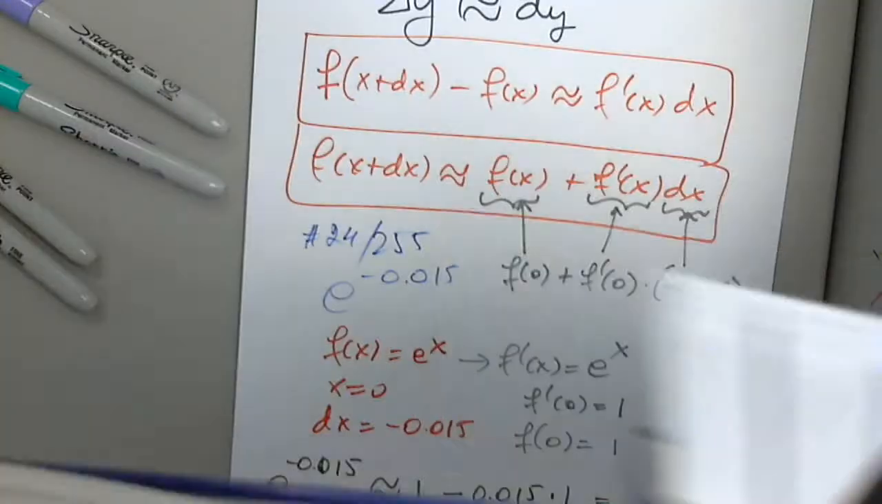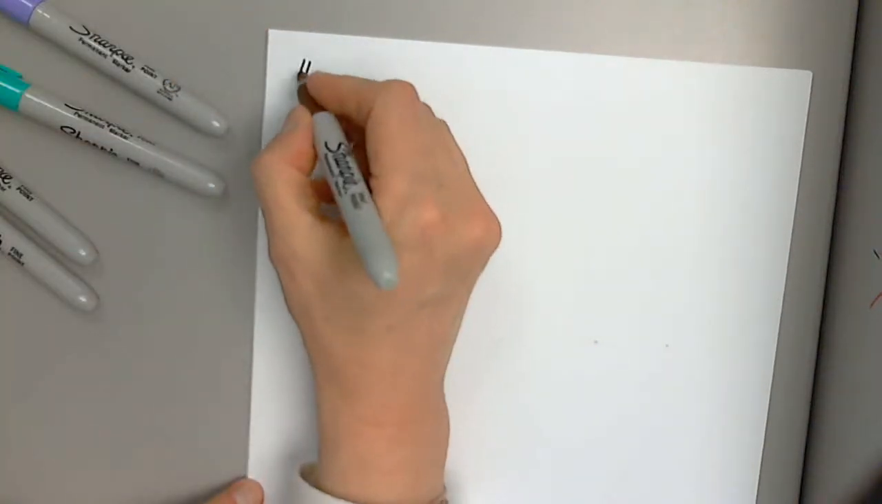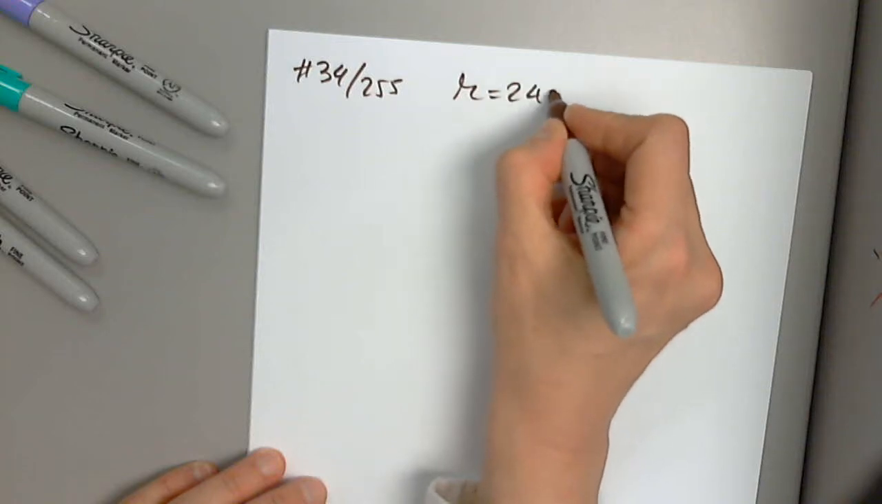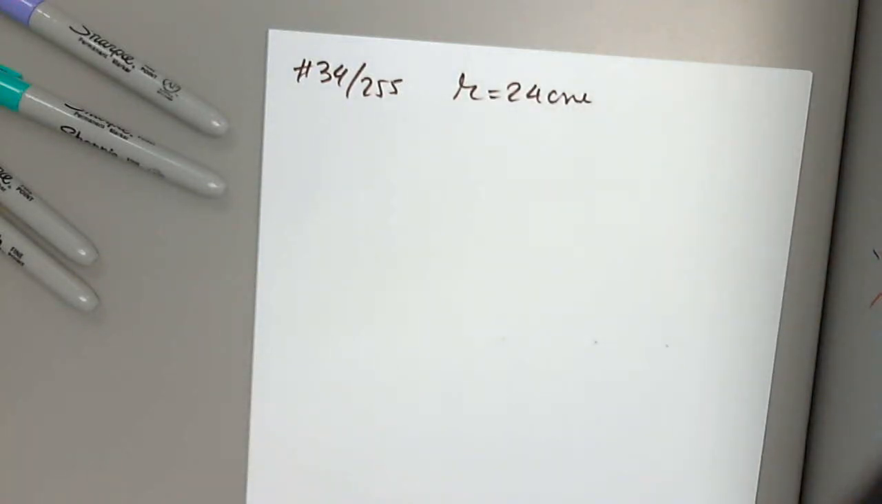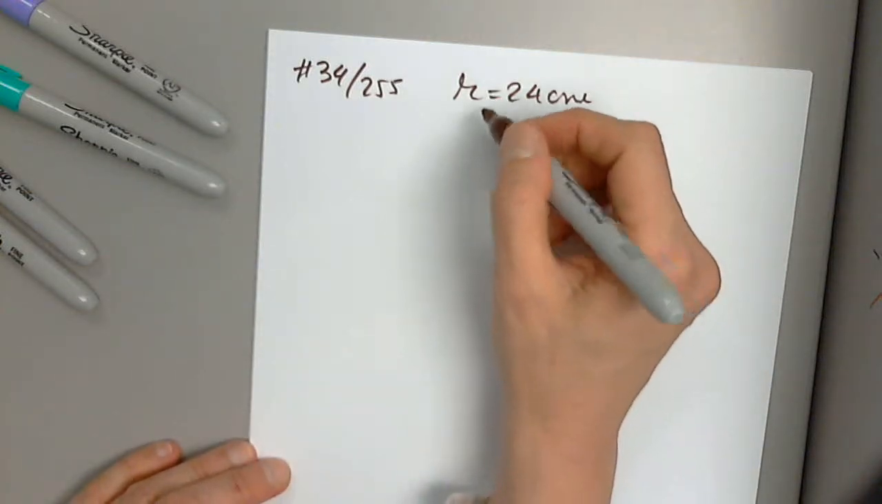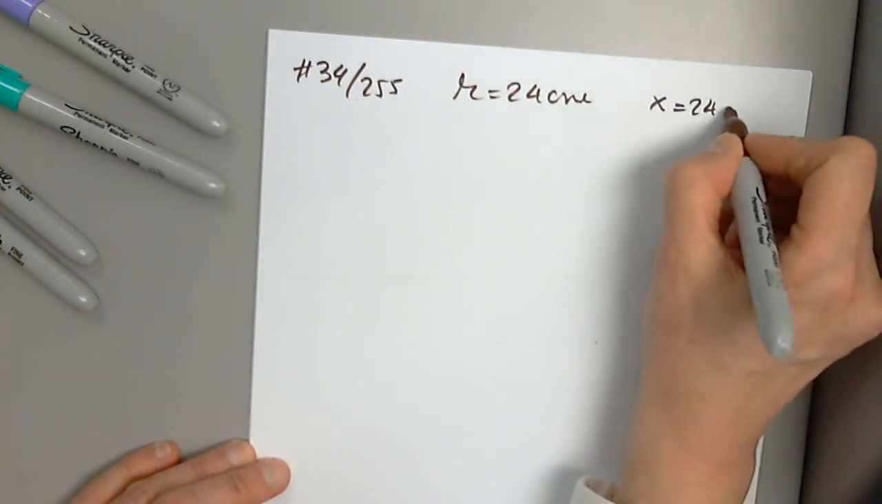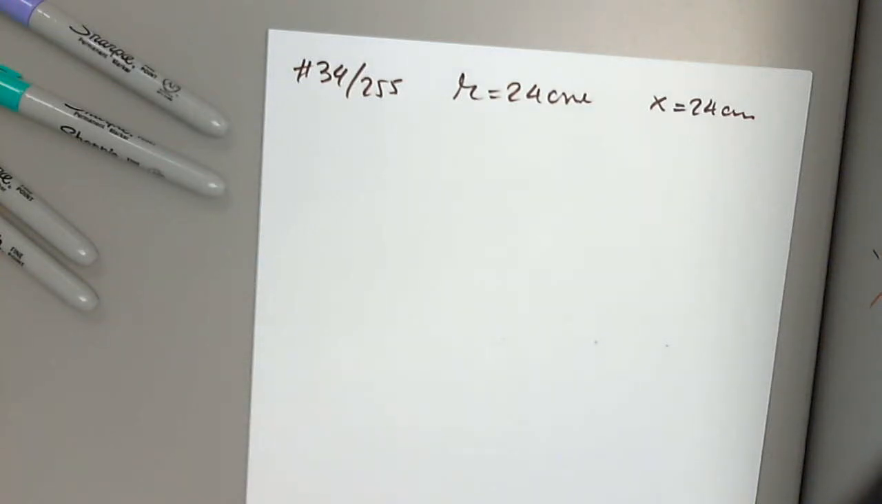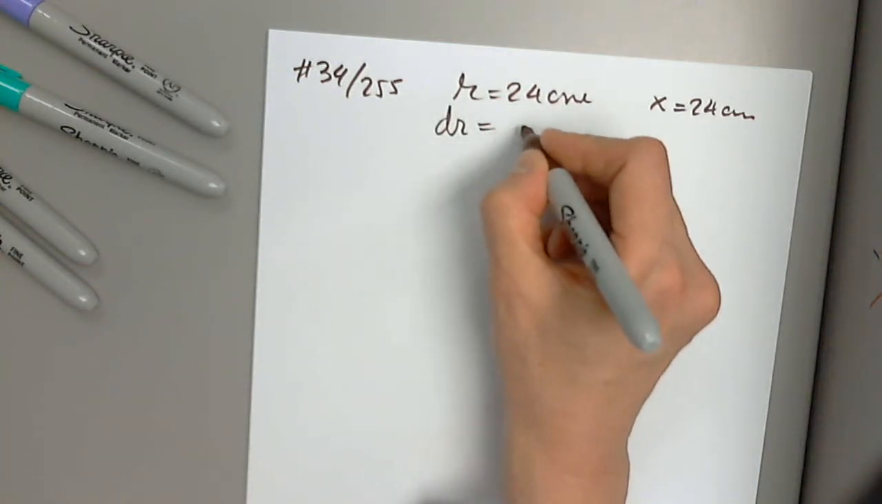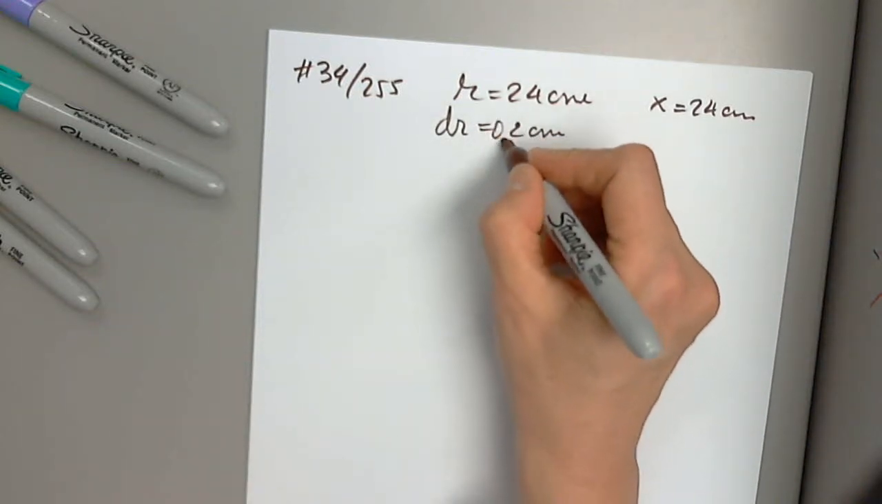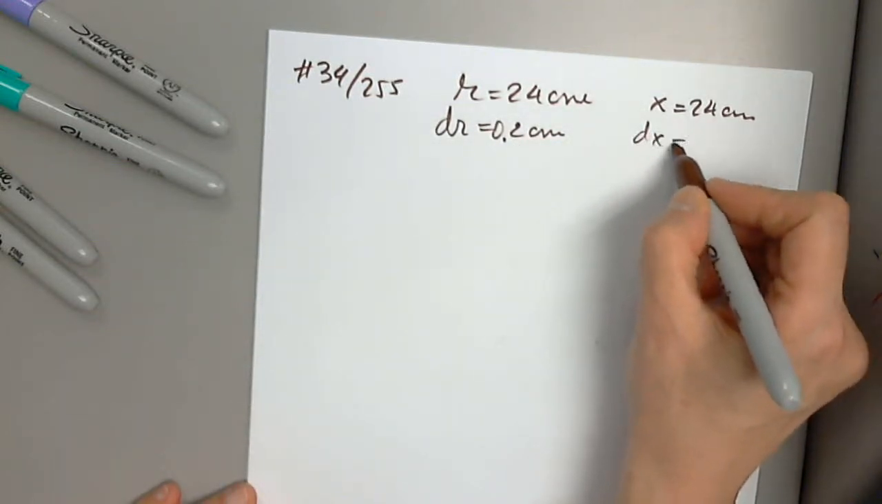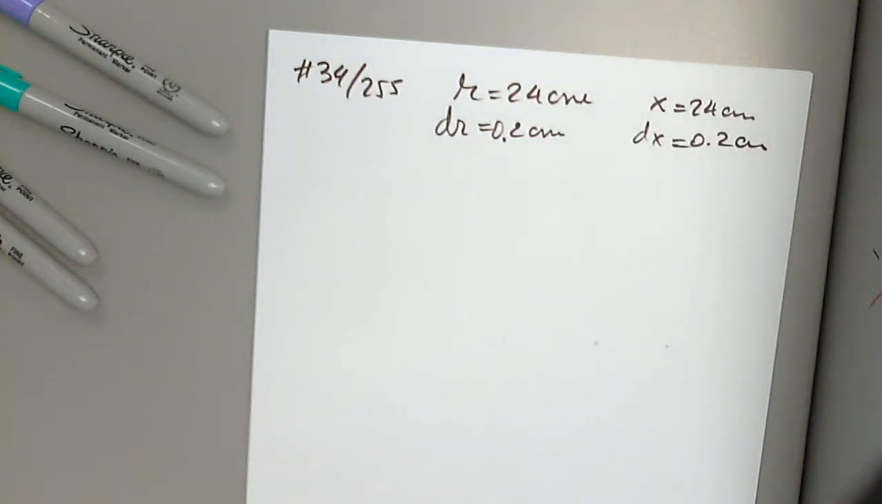So before we read part B, let's take notes. So this is problem 34 on 255. And this is a true real-life application. The radius of a circular disk is given, so 24 centimeters, with a maximum error in measurement. So if you want, we can write x equals 24 because we got used to x and dx, or we can write r. And dr, you already told me, is 0.2. Or you can write dx equals 0.2. One or the other, it's up to you, it doesn't matter.